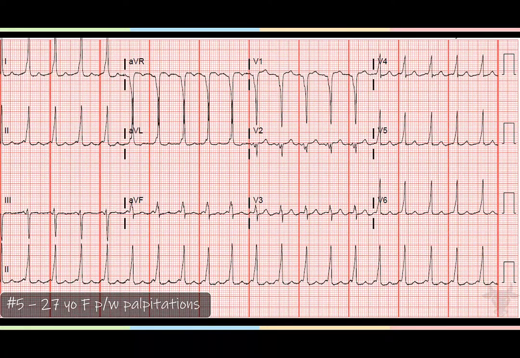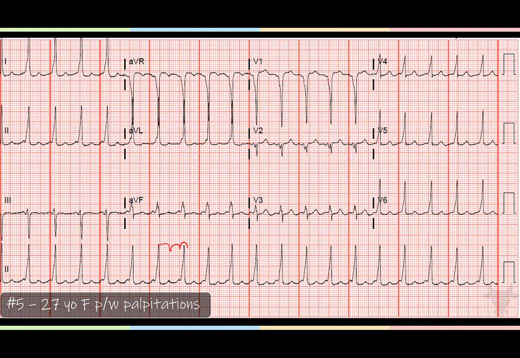All right, this is our last case. A 27-year-old that presented with palpitations. And you're going to do this one, John. Oh, okay. So the rate looks pretty quick. Let's find a line that we can land on. Right here, that one sounds good. So 300, 150, 100. So about 125 maybe. Pretty fast. Let's take a look at the rhythm.